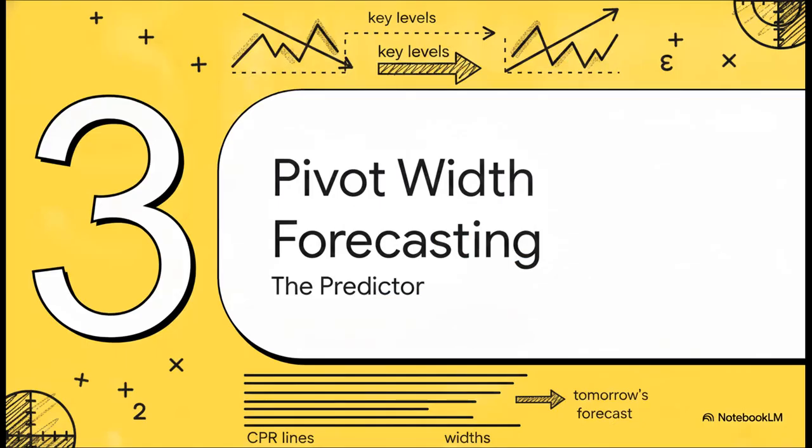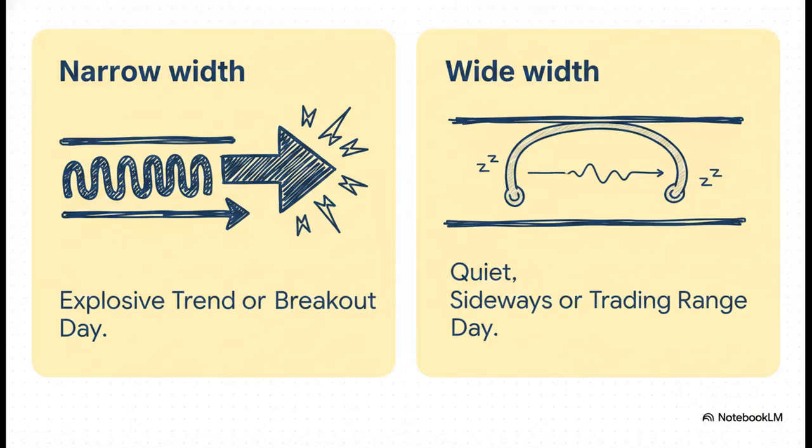Okay, section 3, pivot width forecasting, also known as the predictor. So we know where the key levels are, but what if I told you we can actually forecast future behavior based on current pivot width? It's all about the rubber band effect. Whenever you see a very wide pivot width, it tells you the market experienced a massive move the day before.